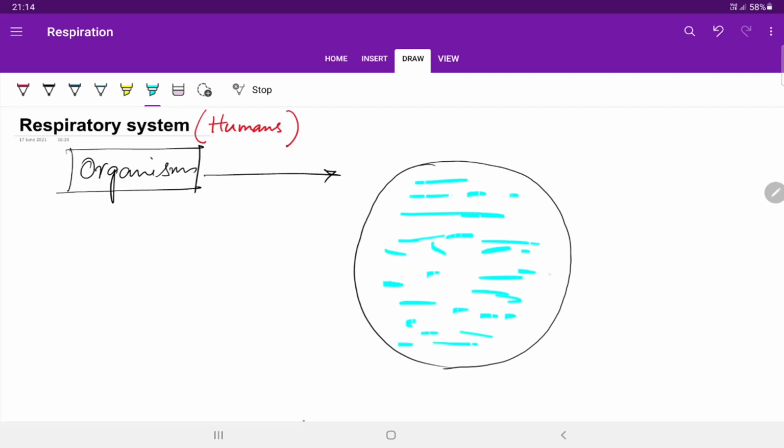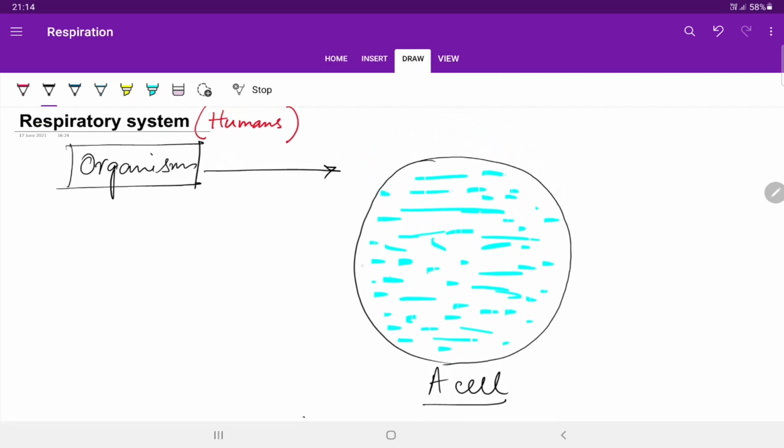This cell, which has so many cell organelles present to carry out its various functions, has one of the major functions, which is to produce energy, and that process is called respiration. What I have drawn here is a cell, a generalized cell that we have understood.